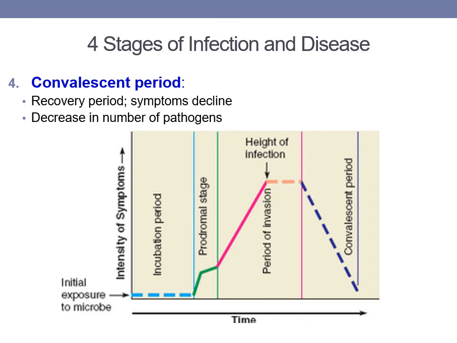The convalescent period is also known as the recovery period. The host is starting to feel better, and there is a decrease in the number of pathogen cells due to the immune system. Pay attention to the pattern of the stages that highly resembles the growth curve of microbes in one of our previous lectures, where there is a lag phase, an exponential growth phase, a stationary phase, and a death phase.